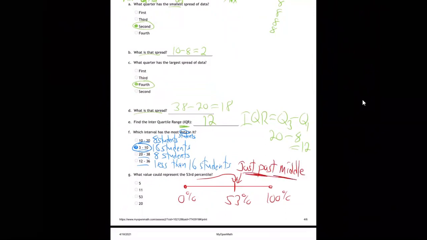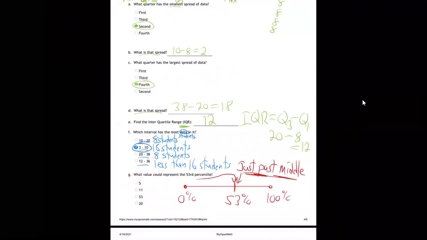If you have a child in your class and the parent comes to the parent-teacher conference and that student got the 53rd percentile, you would explain to the parents that means it's just past the middle. 53rd percentile is just past 50% on a ranking from 0 to 100. Child's above average, just barely. 53rd on that test anyway. 53rd percentile, just past the middle. Okay, so now what value could represent that?